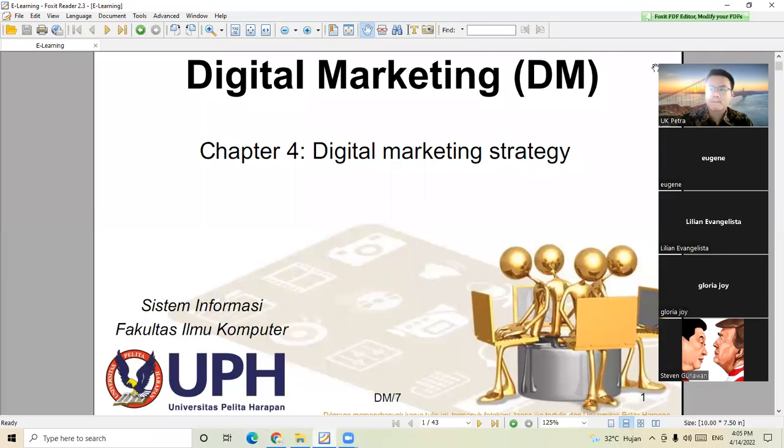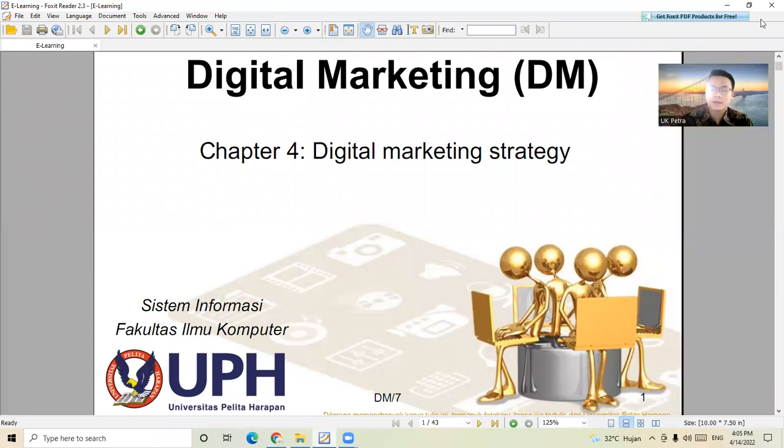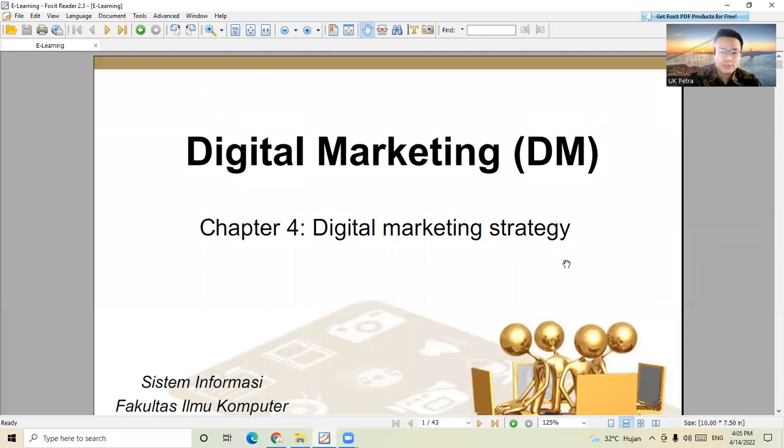Right, so let me do screen sharing first. Okay, I hope you can see the screen right in front of you.